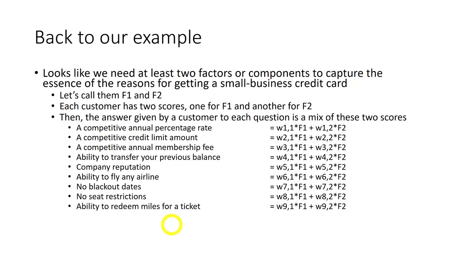So mathematically, we want to represent what we know, the answers to the 10 questions, as a combination of the two unobserved or latent factors or components. And the reverse is what we are trying to accomplish. We are trying to figure out what those two latent factors are that cause consumers to answer the 10 questions with a certain pattern. So F1 and F2 are the scores that each customer would have on the two dimensions.